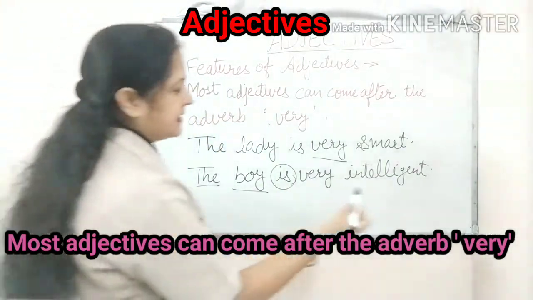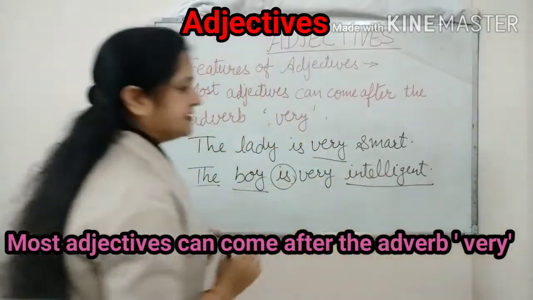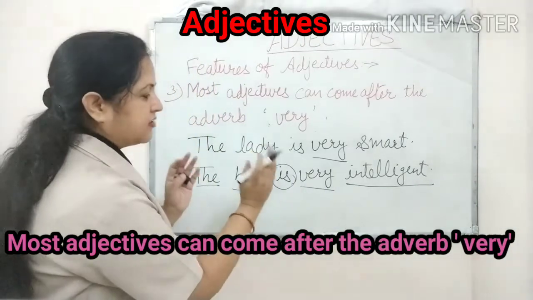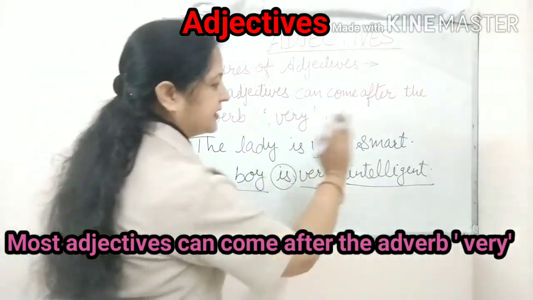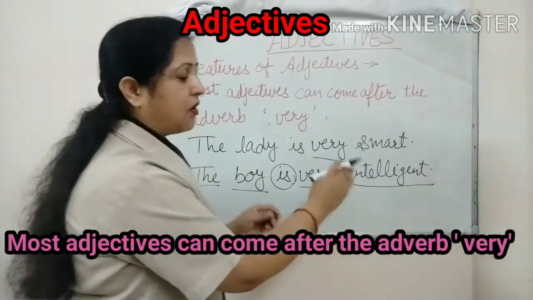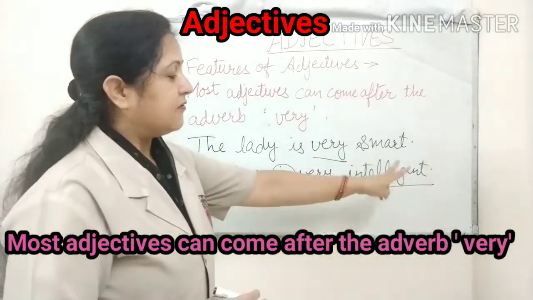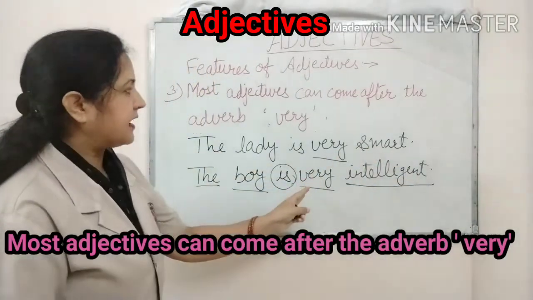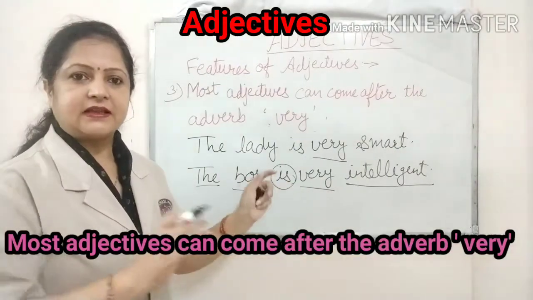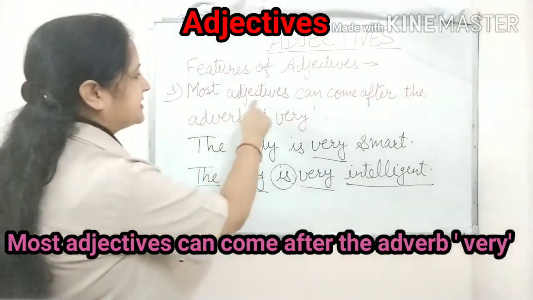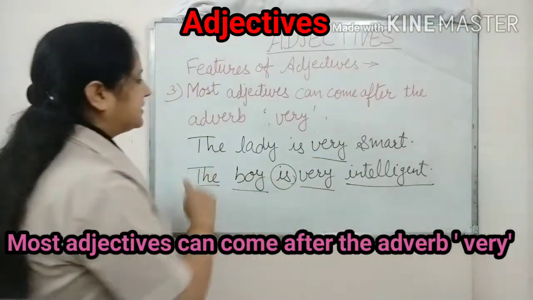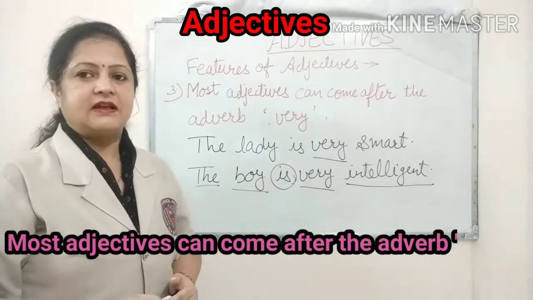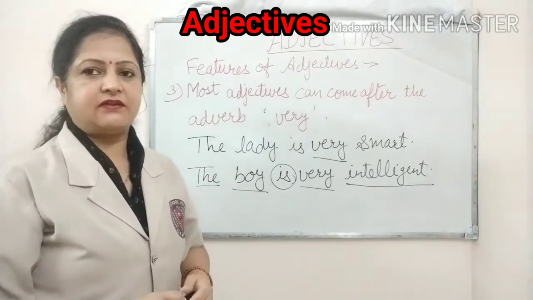verb, and intelligent is our adjective, and here very is our adverb, and here very comes just before the adjective intelligent, or we can say here the adjective intelligent comes just after the adverb. Okay. So I think it is clear to everybody that most adjectives can come after the adverb very. So let's start with our next, fourth feature of adjective.